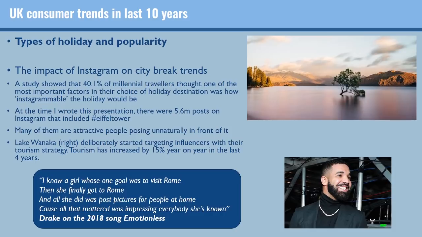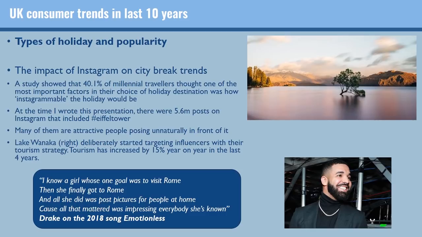Lake Wanaka, which is pictured on the right, deliberately started targeting influencers with their tourism strategy. They targeted people who were quite influential on Instagram, and as a result, over the last 4 years, their tourism has increased by 15% year on year, which was significantly higher than their increases in tourism before that. So it does work.